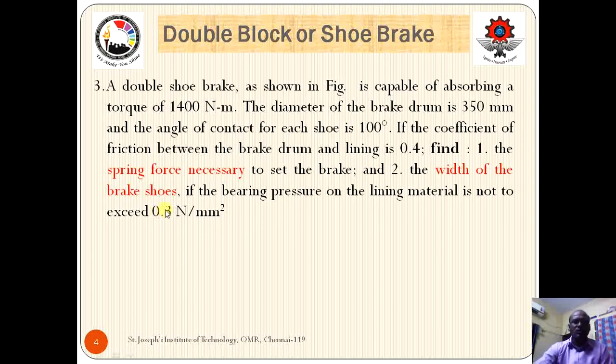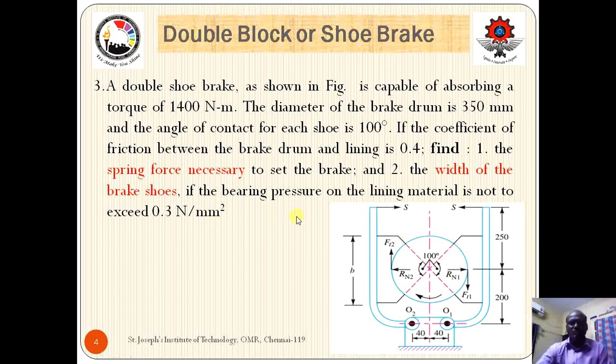So we go to the problem. The problem says: the double shoe brake is capable of absorbing a braking torque of 1400 Newton meter. The diameter of the brake drum is 350 millimeter, and the angle of contact for each shoe is 100 degrees. The coefficient of friction between the brake drum and lining is 0.4. Find the spring force necessary to set the brake, here called P, and the width of the brake shoes, b. The bearing pressure of the lining material is not to exceed 0.3 Newton per millimeter square. So the question is given.